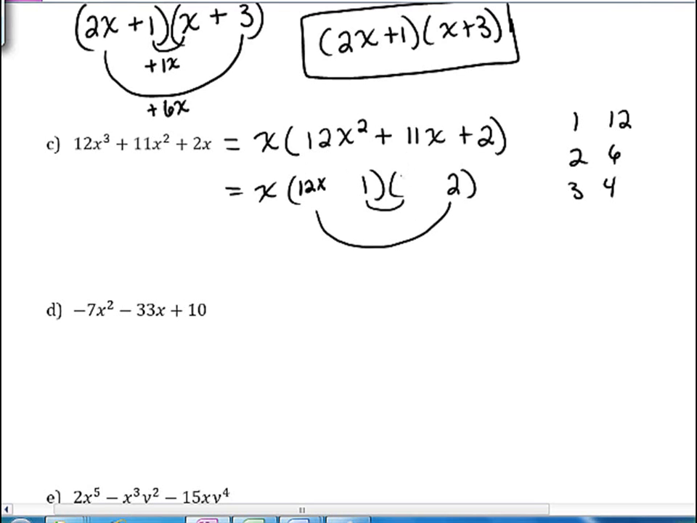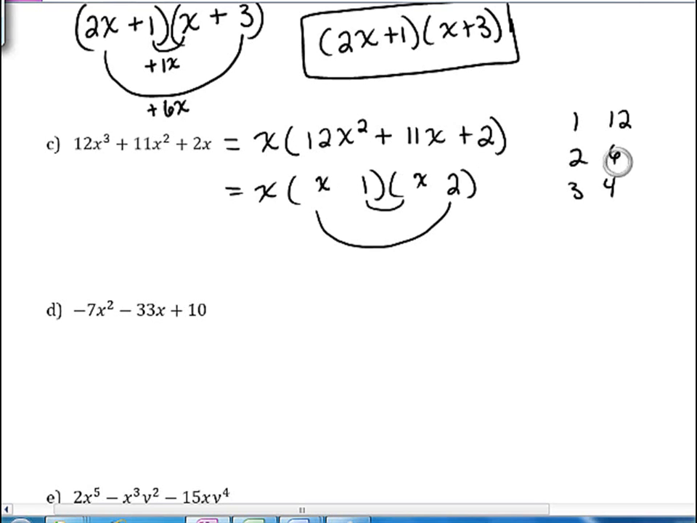So if I try to do 12x in the first group and 1x in the second group, then when I multiply my inners, I get 1x, and when I multiply the outers, I get 24x. What I need is 11x, and there's no way to create 11x with 1x and 24x, so that is also not the correct way to do this.